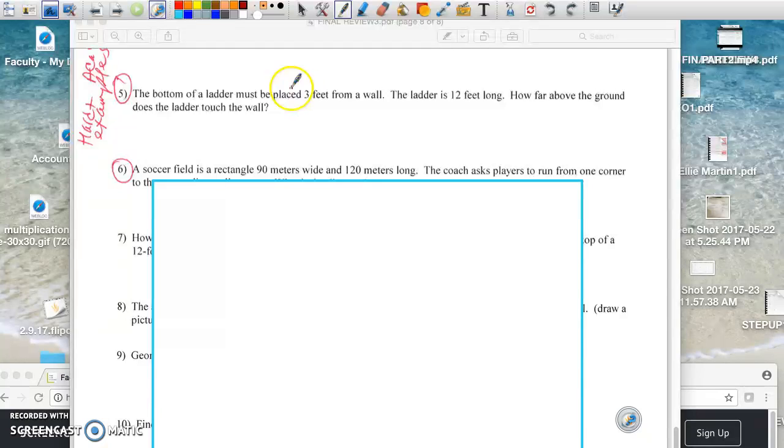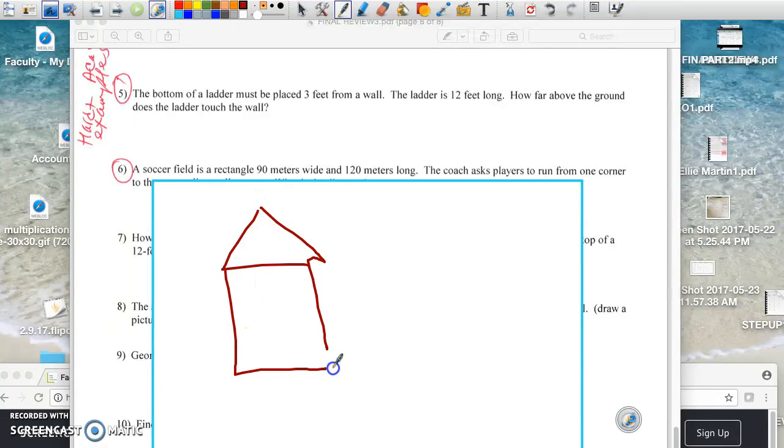The bottom of a ladder must be placed 3 feet from a wall. Okay, you mean like the side of a house? So let me draw my house. The ladder is 12 feet long. How far above the ground does the ladder touch the wall? The bottom of the ladder must be placed 3 feet from the wall. Okay. The ladder is 12 feet long.